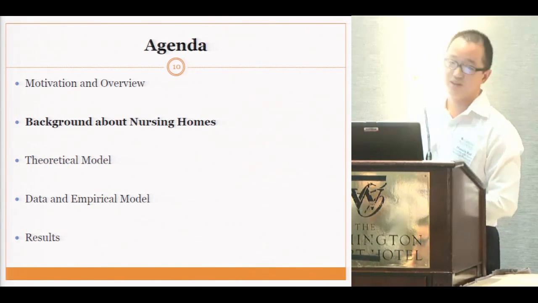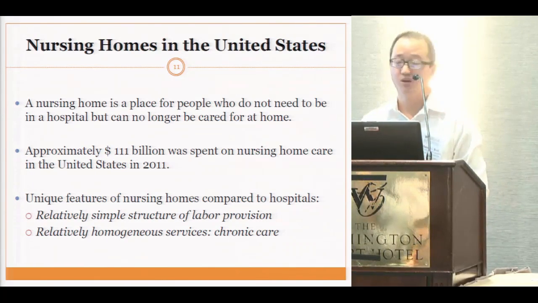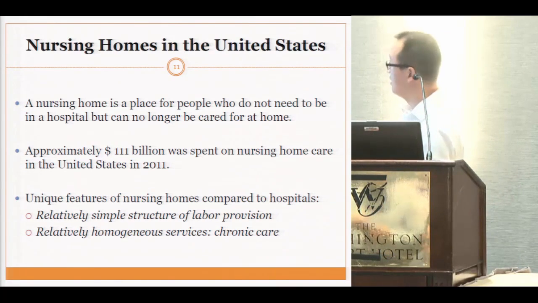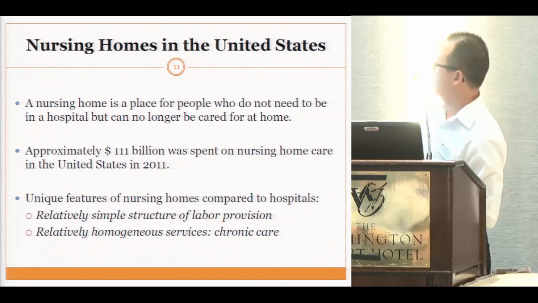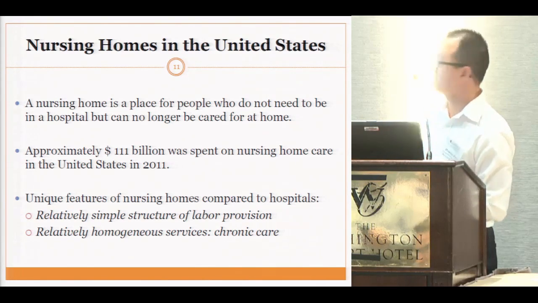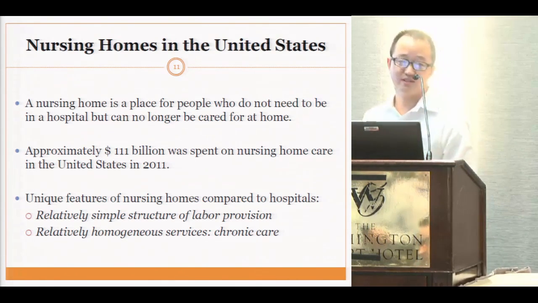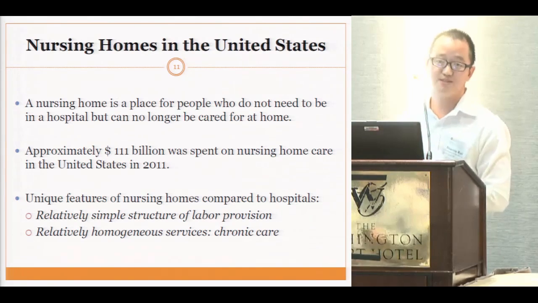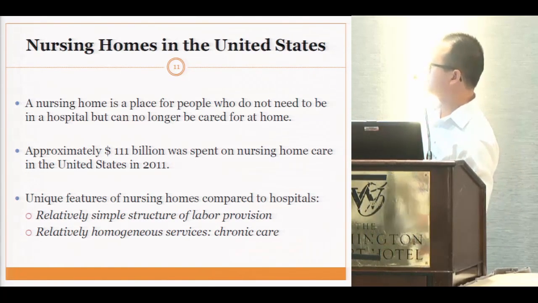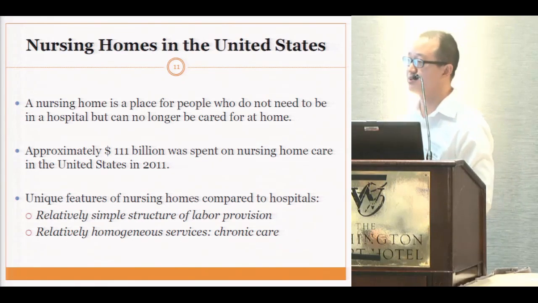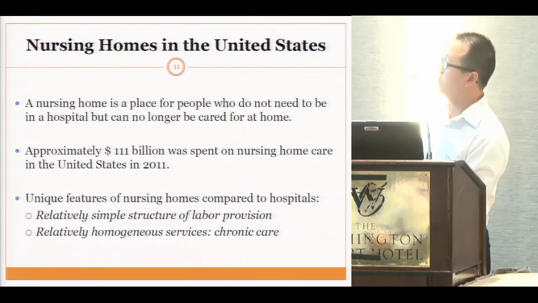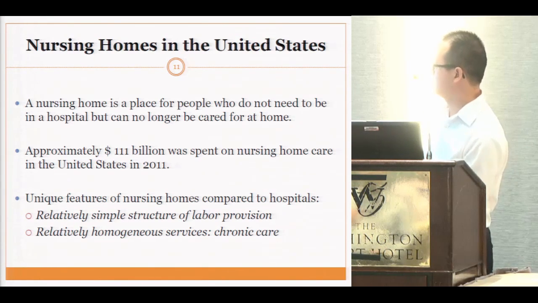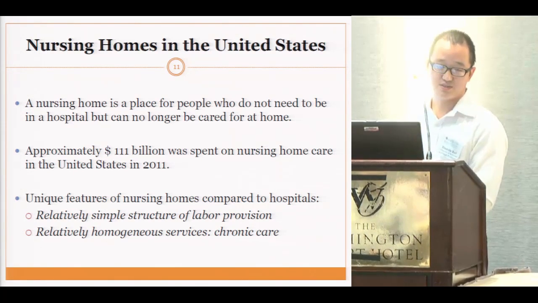First, let me give some background about nursing homes. So why do we study nursing homes? Well, first, it's big. Here I have one statistic. In 2011, about $111 billion spent on nursing home care. But the main reason for us to focus on this particular sector of the healthcare industry is because of simplicity, both in terms of the labor provision structure and also in terms of type of service they provide. So if you compare nursing home with hospitals, you will see nursing home has a much simpler structure. Most of the labor provision is by nurses.